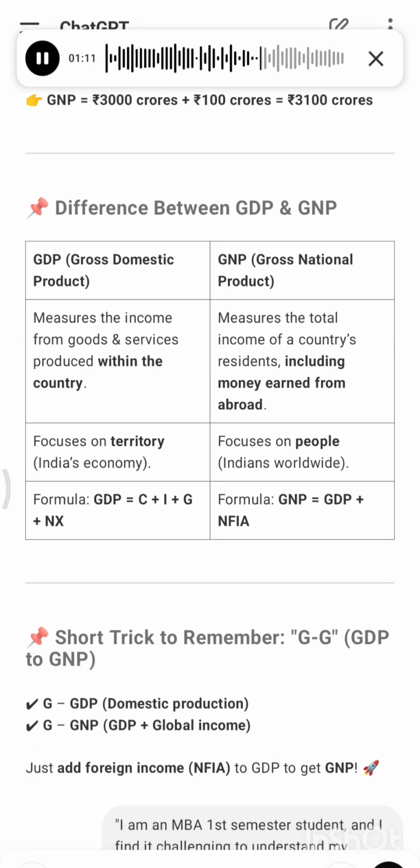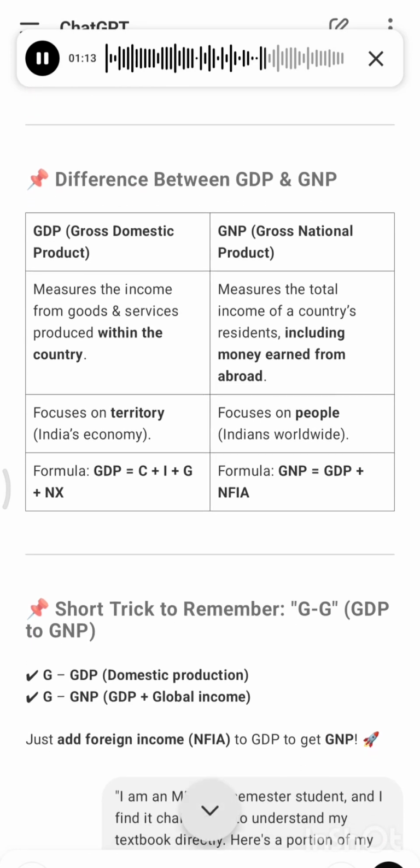Difference between GDP and GNP. GDP, Gross Domestic Product. GNP, Gross National Product. GDP measures the income from goods and services produced within the country. GNP measures the total income of a country's residents, including money earned from abroad. GDP focuses on territory, India's economy. GNP focuses on people, Indians worldwide.